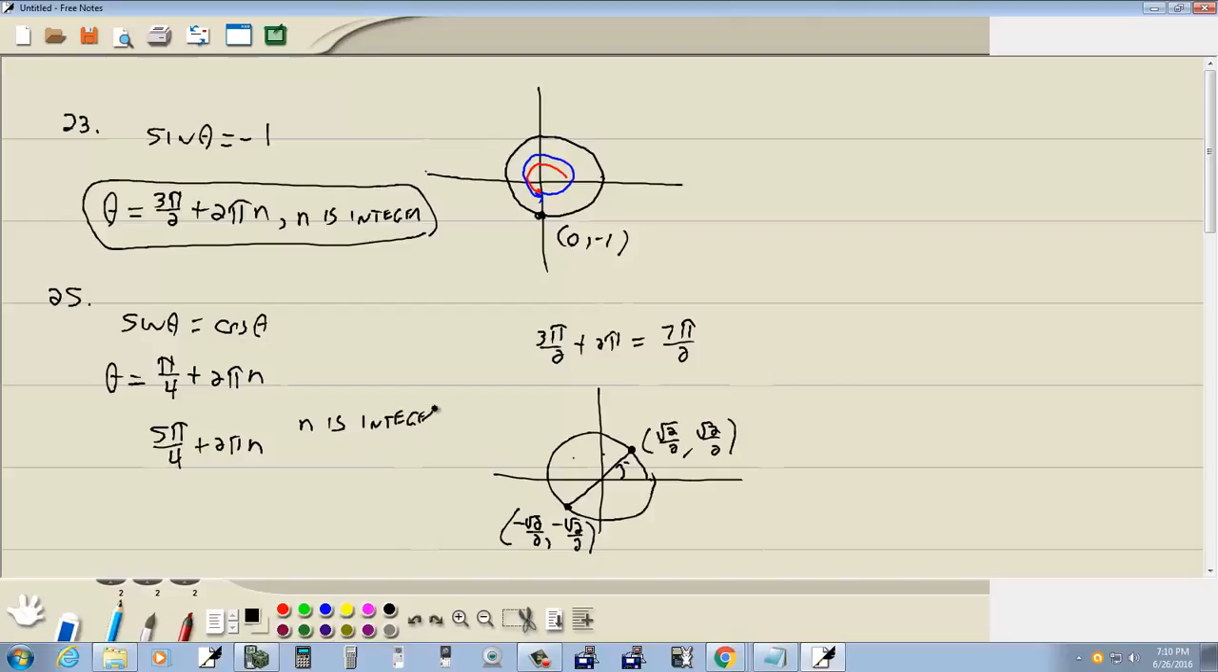Now other people have different ways of writing that. That's the way I like to write it as the answer. But I've seen different variations of this.